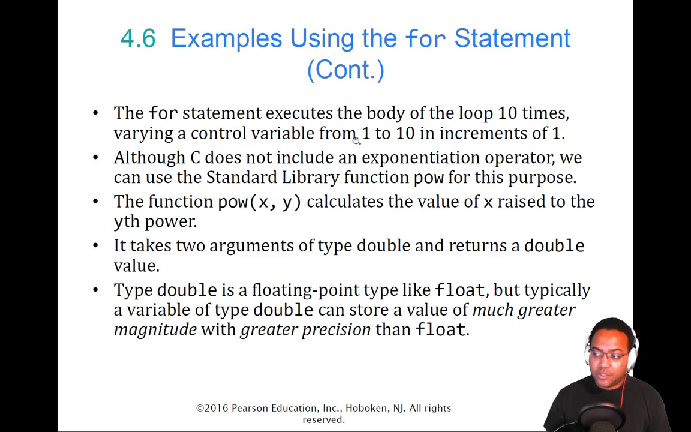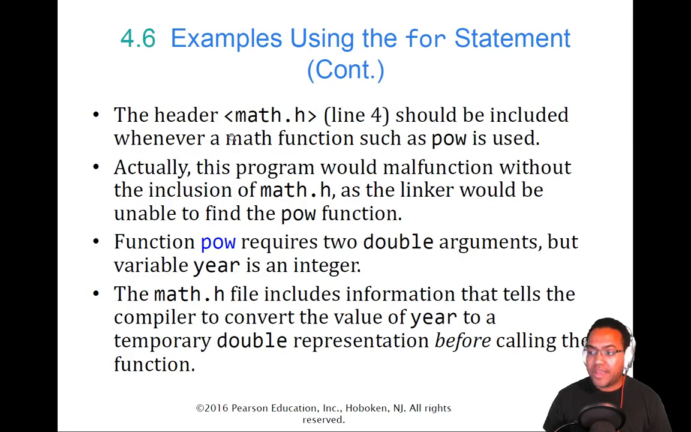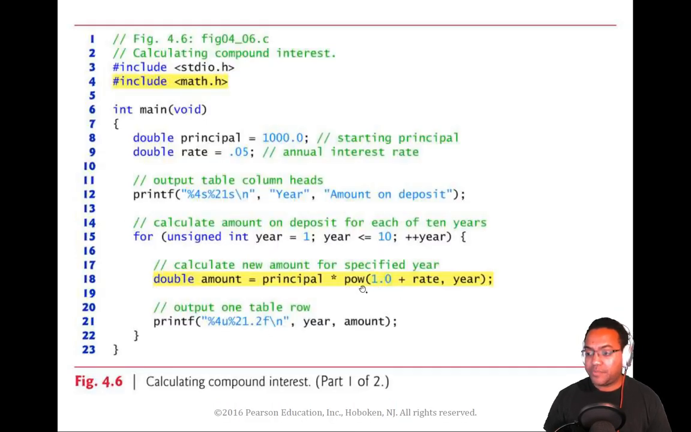The for statement executes the body of the loop 10 times, and I just explained how that goes. So we're going to keep going. The header math.h should be included whenever a math function such as pow, power of, is used. So in this case, to get the power of, they use pow, P-O-W, which is a math function to be specific.